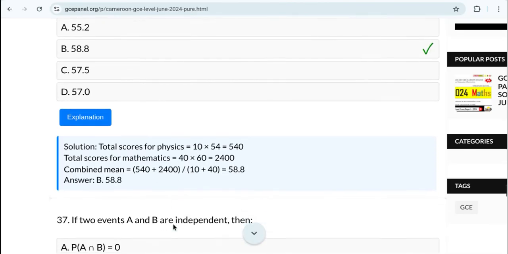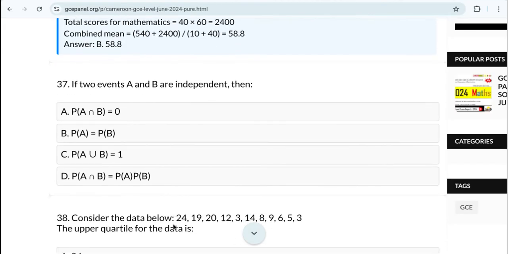Every year the same thing. The same thing, question 7. If two events A and B are independent, then the product of their probabilities is equal to the AND probability. That is it now. This is it.